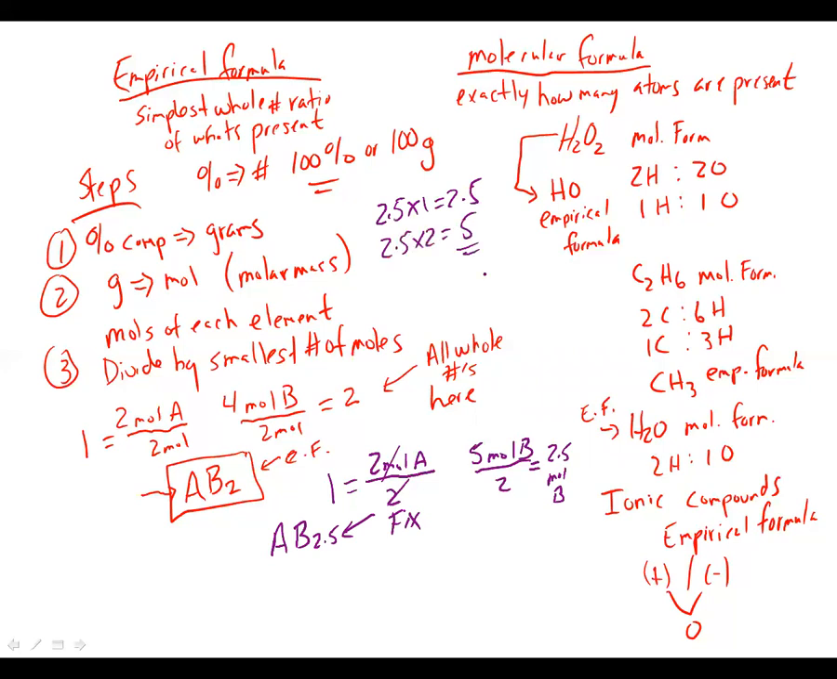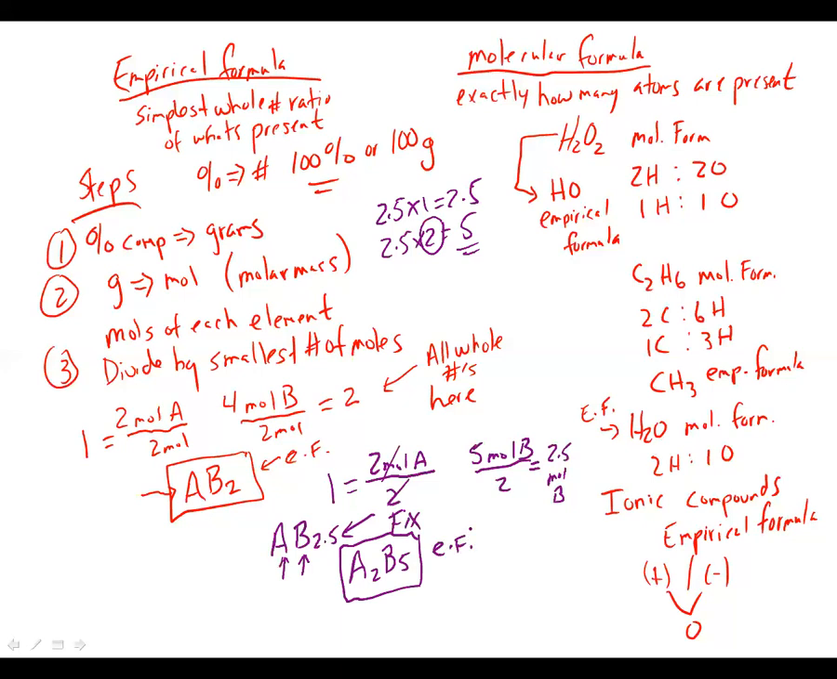That is a whole number. So what we would want to do in this case is take that factor, which is 2 in this case, and multiply not just the B by it, but we want to multiply everybody by it. And if we did, that would give us an empirical formula of A2B5, which is all whole numbers. And that would be the correct empirical formula.